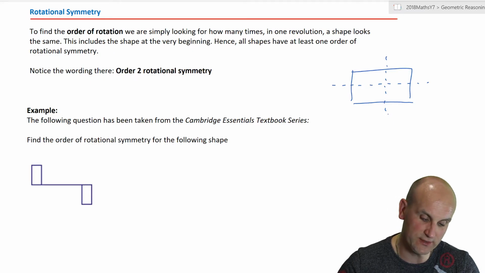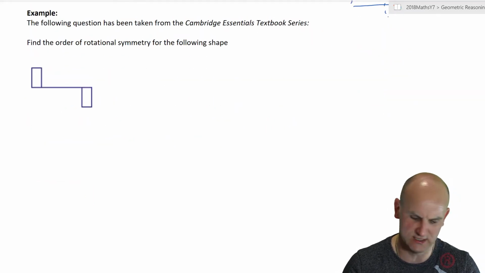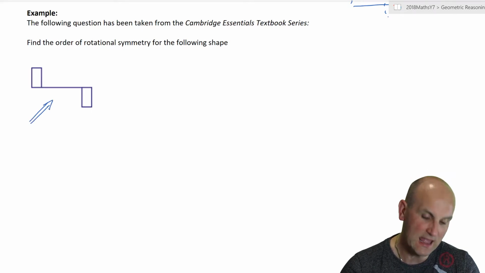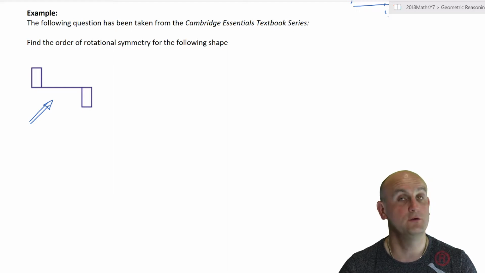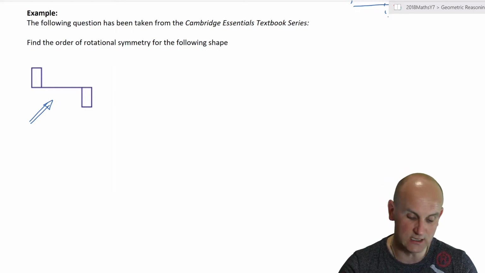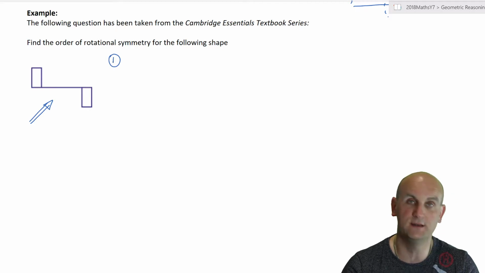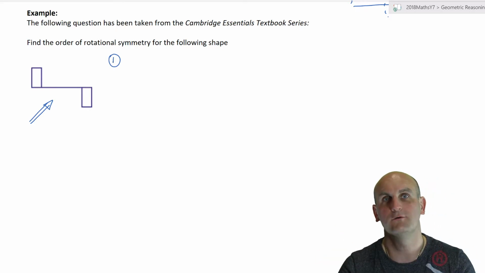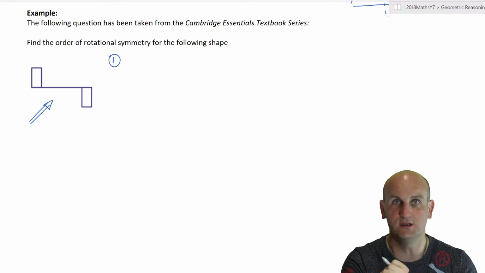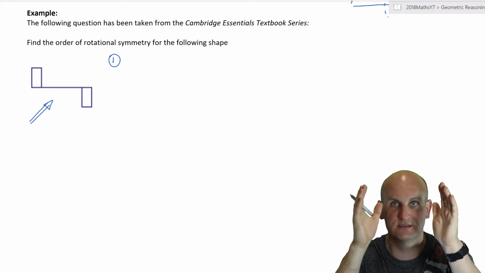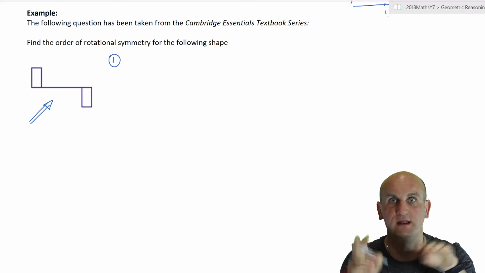Now, the good news is I've got an example here as well from Cambridge Essentials textbook, which again is a fabulous textbook. And here is a shape. And what it says is, how many times will that shape look the same if I turn it through 360 degrees? Now, the good news is the start position, which it's in at the moment, stands for one order of rotational symmetry. Listen to what I said there. One order of rotational symmetry. So we define these things in terms of orders of rotational symmetry. So every shape has one because it looks the same at the start and the finish.